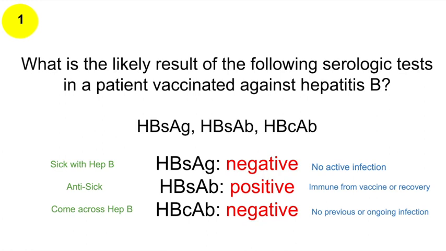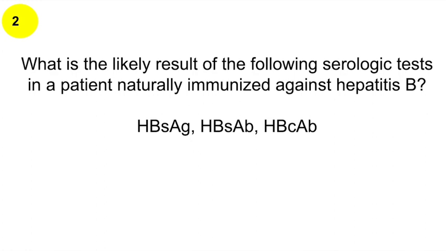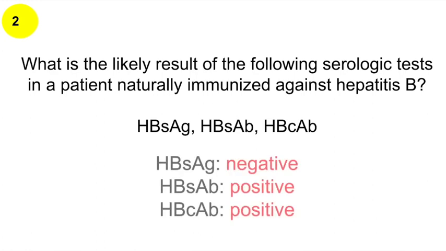Now let's move on to question number 2 of this short practice test series. What is the likely result of the following serologic tests in a patient naturally immunized against hepatitis B? Again, this one should look a bit familiar to you. So the hepatitis B surface antigen is negative. So remember that hepatitis B surface antigen means that you are sick with hepatitis B, but it's negative in this patient, so there is no active infection.